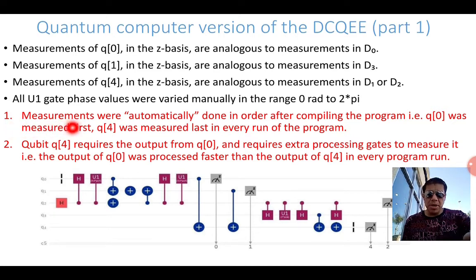I put this here in red because it is important. Number 1, measurements were automatically done in order after compiling the program. That is, Q0 was measured first and Q4 was measured last in every run of the experiments. You can actually see when you compile the program that these measuring devices are done in order. So first this one gets measured, then this one, and it goes all the way down.